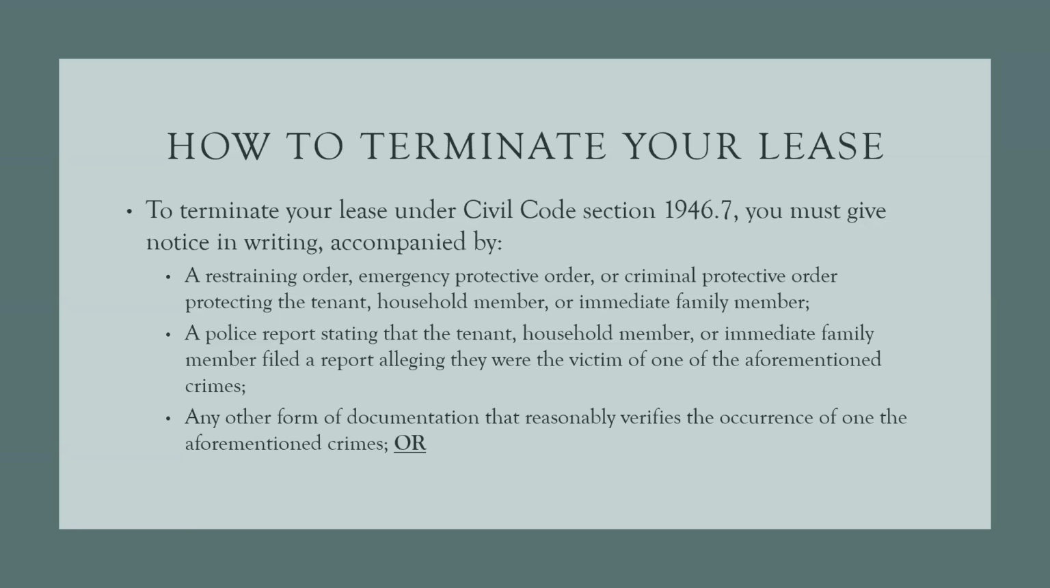To terminate your lease under Civil Code Section 1946.7, first of all, you have to give notice to your landlord in writing. And you need to provide either a copy of the restraining order, emergency protective order, or criminal protective order that's protecting the tenant or a household member or an immediate family member of the tenant. Or you can provide a police report stating that the tenant, household member, or immediate family member filed a police report alleging they were the victim of one of the aforementioned crimes, or any other form of documentation that reasonably verifies the occurrence of one of the aforementioned crimes.